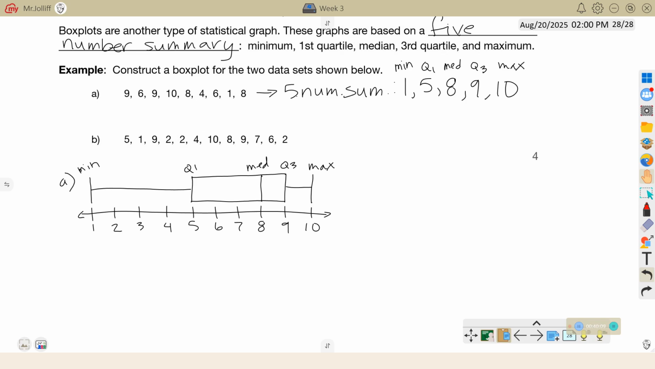Wait, what? Do we include the median too? You do. Yeah. Start with the min and then just everything from that list.